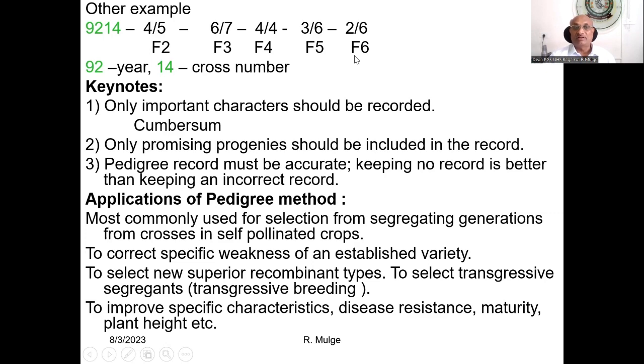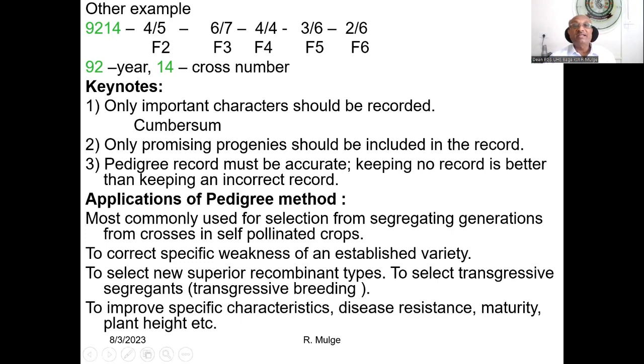Previously, that was backcross, modified backcross. So in pedigree selection, only important characters should be recorded because it is cumbersome. You cannot have so many characters. You need a lot of resources, human involvement will be there. The characters of the plant which you are recording should be kept to a minimum. And the second aspect is that only promising progeny should be included in the record. That means not everything you can keep in the record because it requires a lot of time.